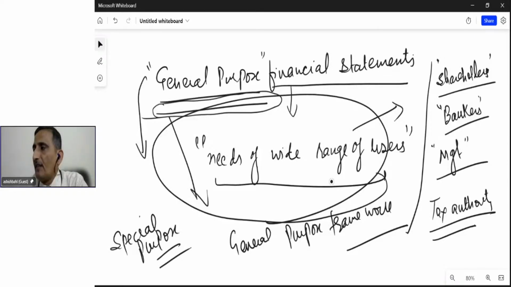General purpose framework again means one which provides a framework, a structure, for reporting requirements, catering to the financial information needs of a wide variety of diversified users, like I've told you: shareholders, bankers, management, tax authorities. Okay.